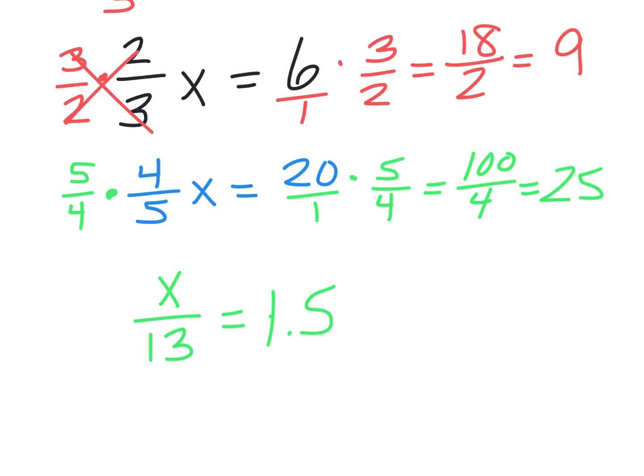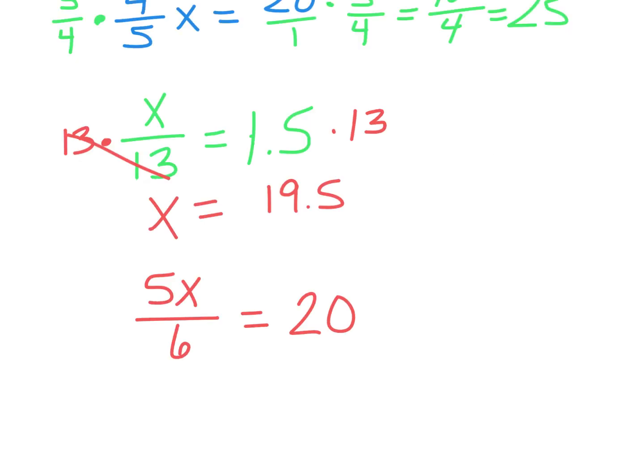So technically, the x is being divided by 13. What's the opposite of dividing by 13? Multiply by 13. That makes these go away, and then x equals 19.5. I think I'm guessing off the top of my head.